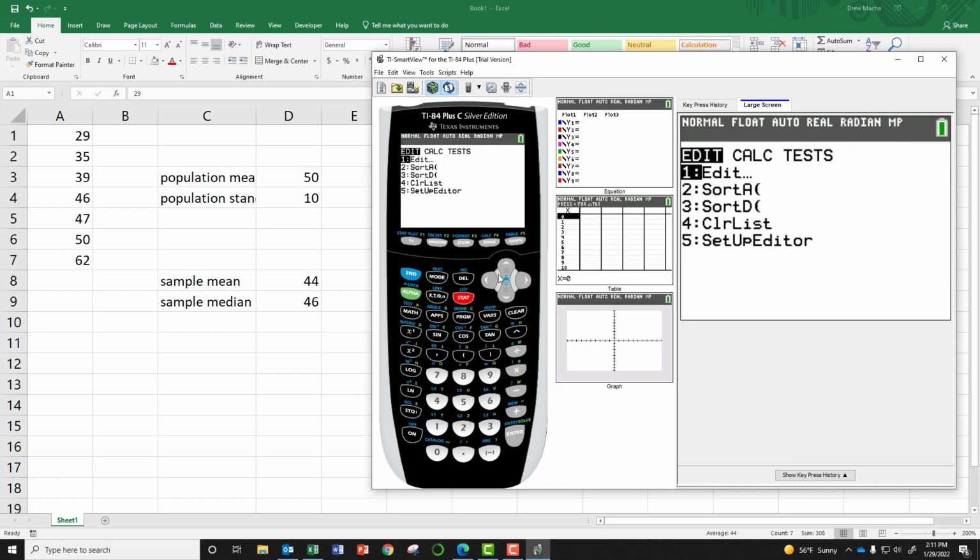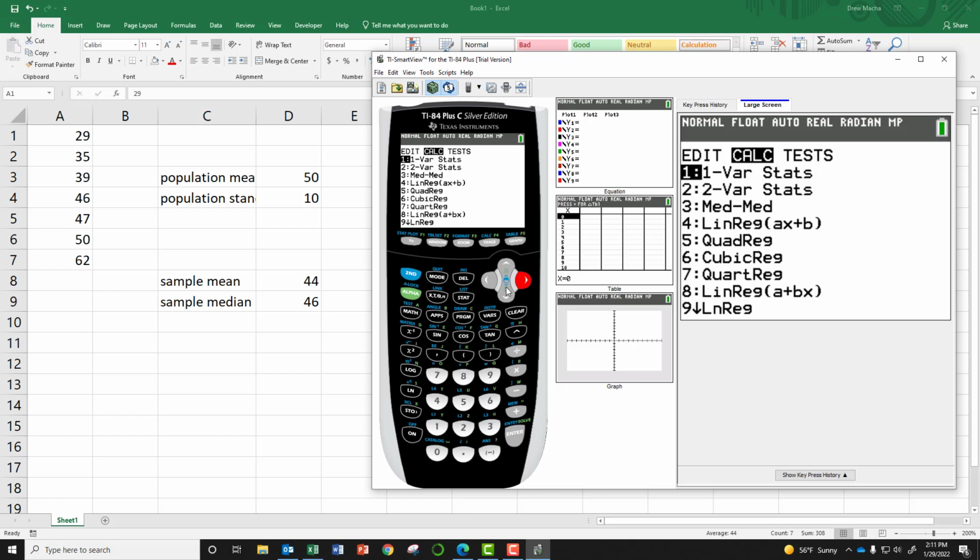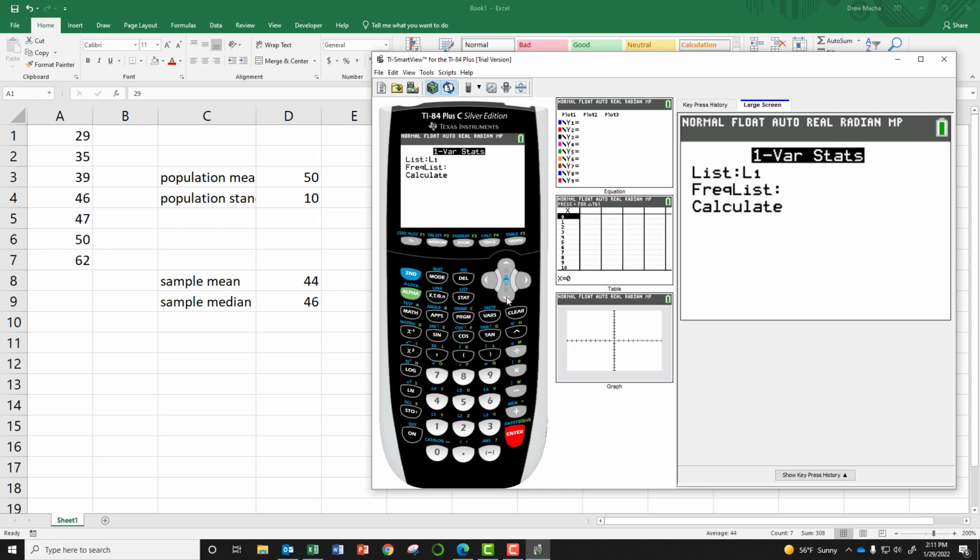So we go to Stat. We're going to go right, so we're going from Edit to Calc. And then we choose one variable statistics, which is the first thing on the list. We click Enter, and down arrow, we want to obviously calculate list 1's one variable statistics. So clicking Calculate.